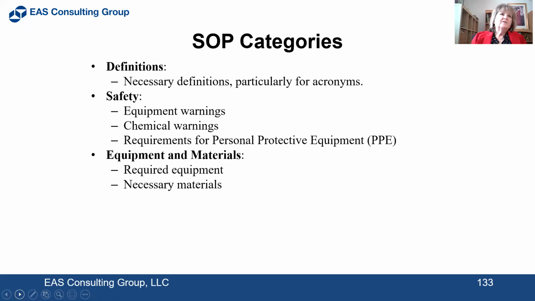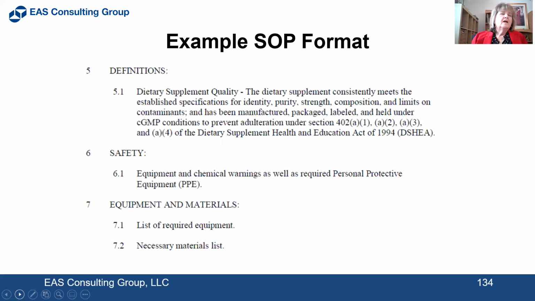Other SOP categories would be definitions, necessary definitions, particularly for acronyms. Very, very useful for acronyms, people that like to use them. Not everything's common. Sometimes they're particular to a company. Safety, you would have equipment warnings, chemical warnings, requirements for PPE, and then equipment and materials. Safety and equipment materials normally go into analytical methods and that sort of thing, not generally quality SOPs. Here is an example of what these other sections would look like for definitions, safety, and equipment.